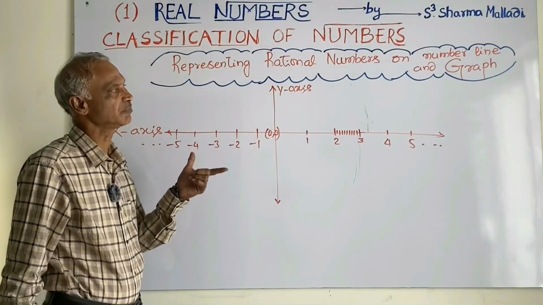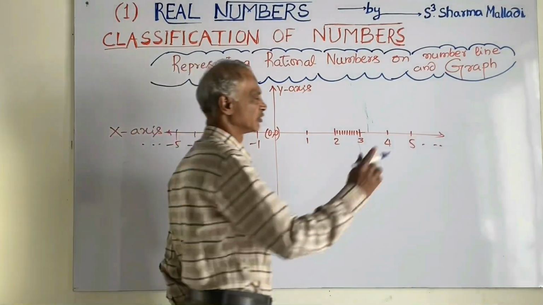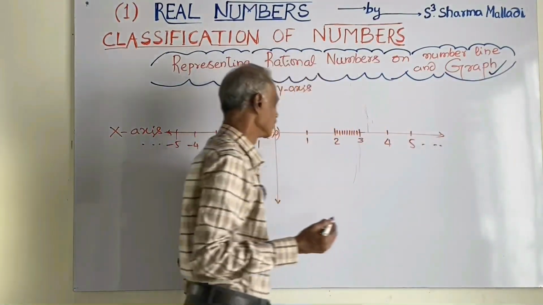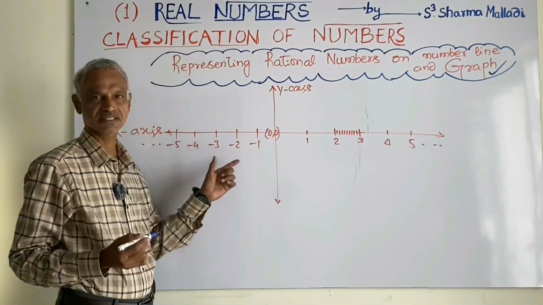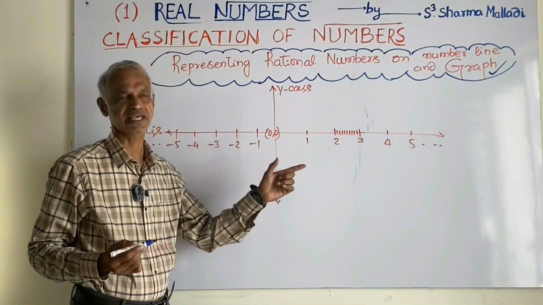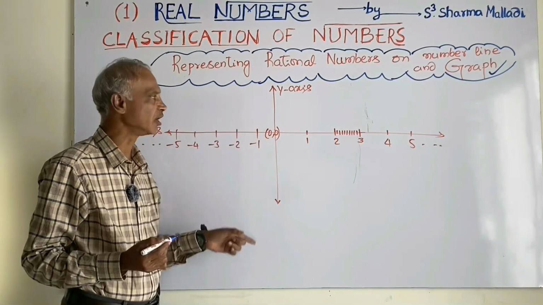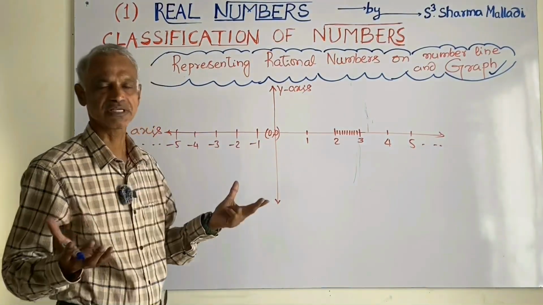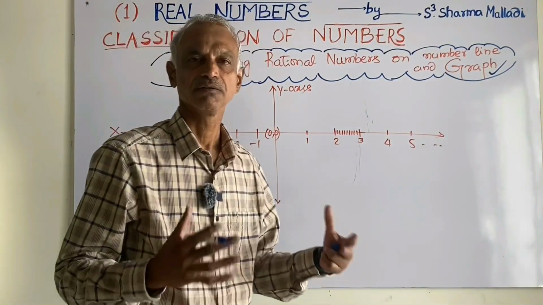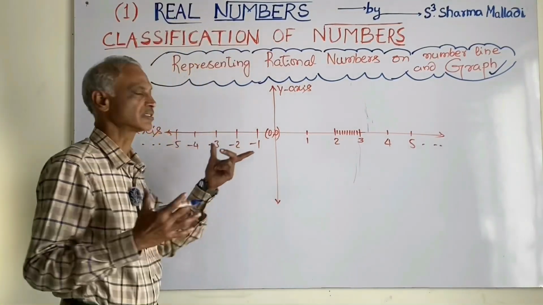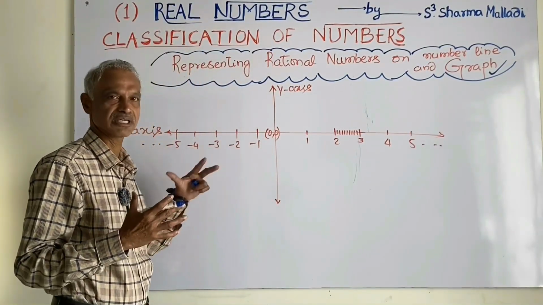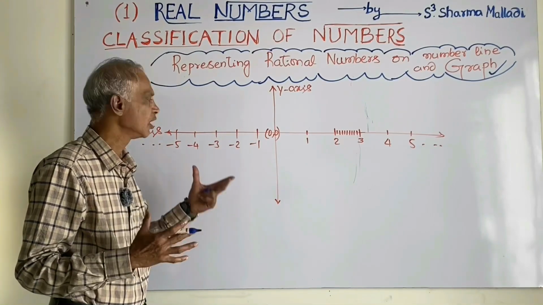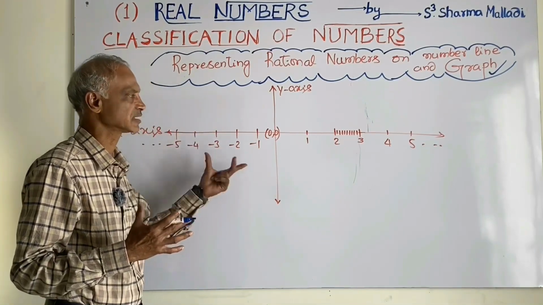Representing rational numbers on graph. See, usually we will take graph. This is x-axis. Horizontal line is called x-axis and vertical line is called y-axis. Many students think that we will take integers on graph, but we will take real numbers on the graph. I will show how to represent rational numbers on the graph.